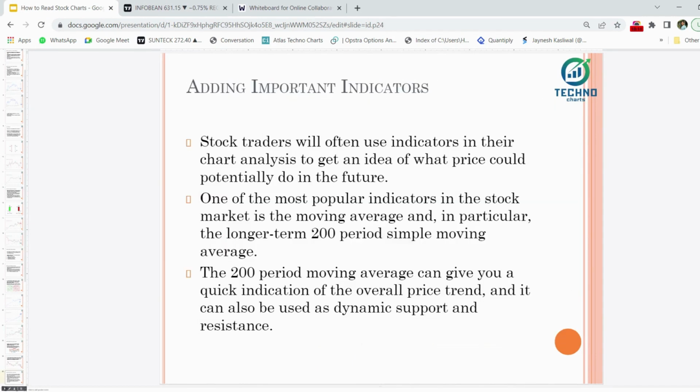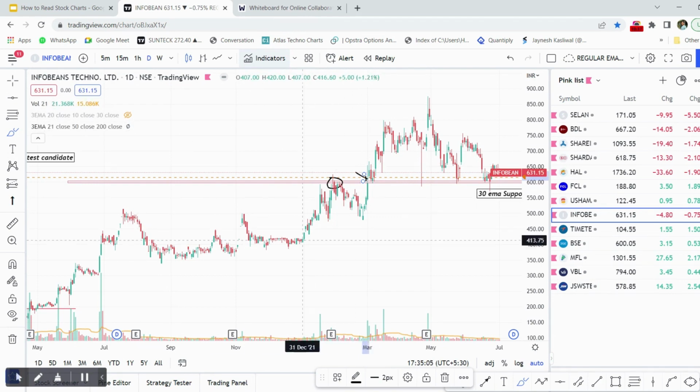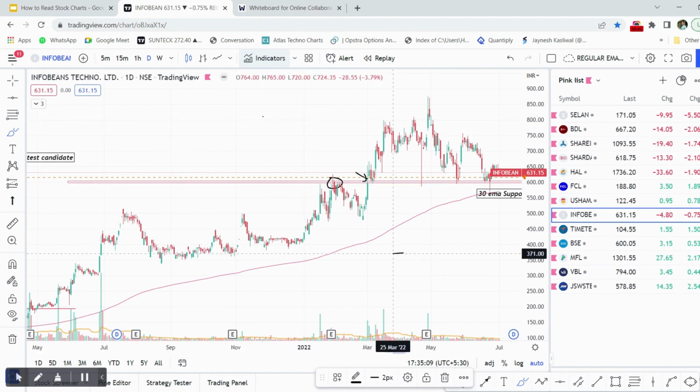Now adding important indicators is the next method, where we will use the moving averages. Simple moving average and exponential moving averages are some of the most commonly used indicators, which can help you to identify the trend. If a stock is trading above the moving average, let's go to the indicator section. In the indicator section, type here moving averages. I have already applied it to the chart, and once you type moving averages, you can directly use the 200-day moving average.